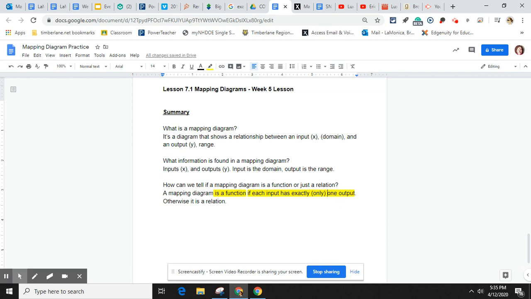So I hope this helped you to understand mapping diagrams. We're going to have an add puzzle on this and then a little bit of practice. And then I think you guys might be ready for a quiz. During our Zoom sessions, we're going to do a little practice with this.